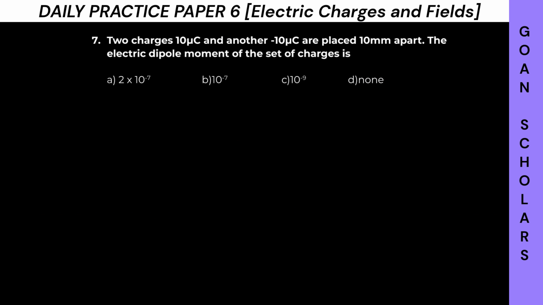Two charges, 10 microcoulomb and another minus 10 microcoulomb, are placed 10 millimeter apart. The electric dipole moment of the set of charges. So separation between them is 2a, and what is 2a? It is 10 millimeter. So 10 into 10 to the power minus 3. Now what is the most common mistake students do? They multiply this 10 with 2. They assume that this is a. No, the separation itself between the dipole is 2a. So this 2a itself is 10 into 10 to the power minus 3, and charge q will be 10 microcoulomb. So 10 into 10 to the power minus 6 coulomb.